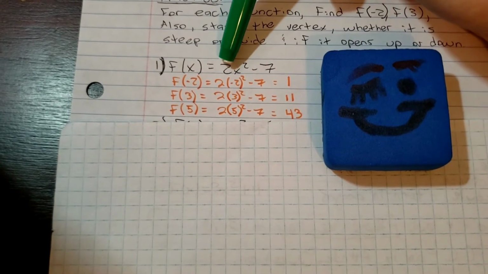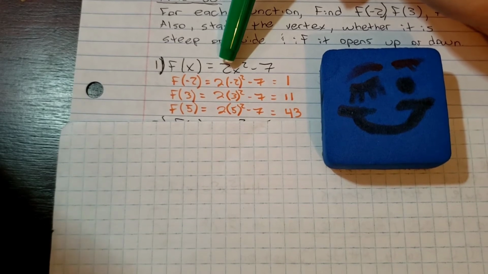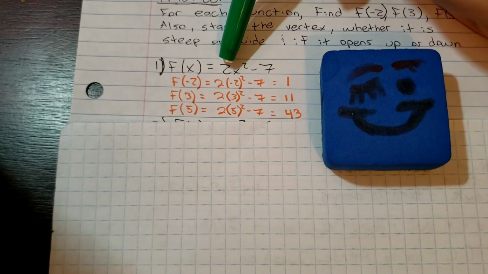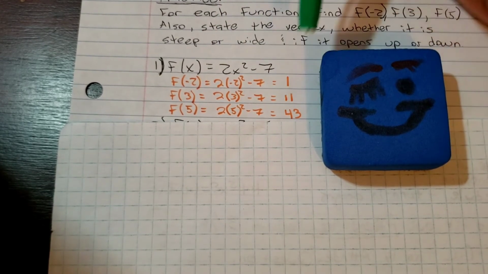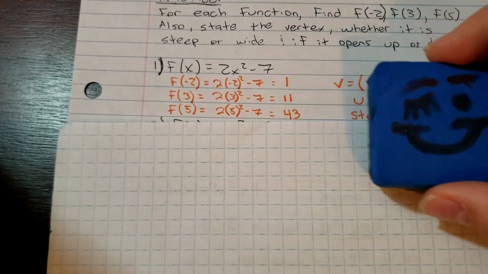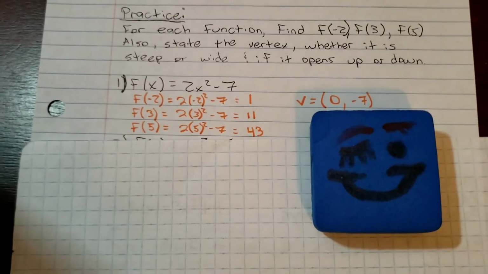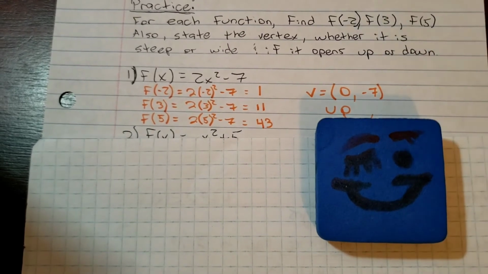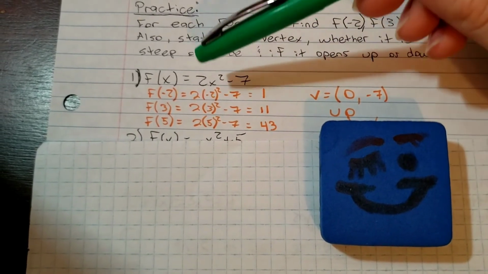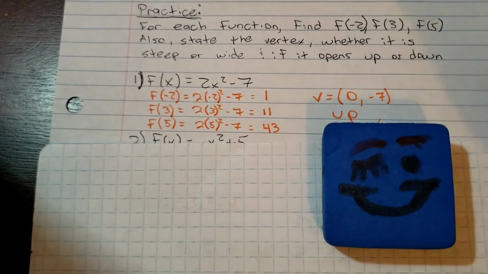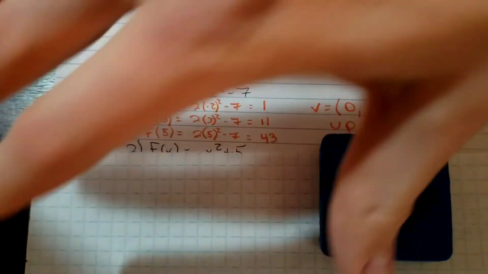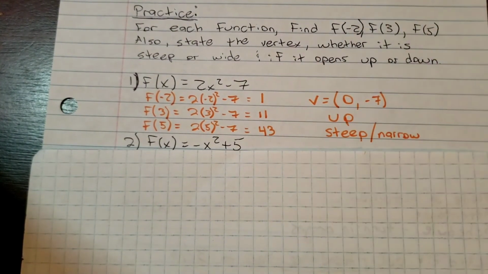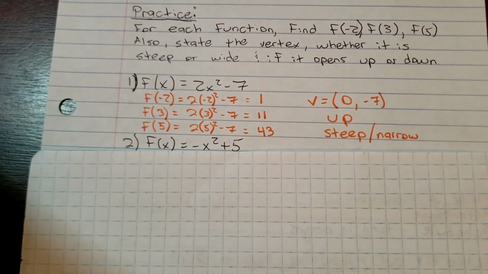Because our coefficient is greater than 1, which is making this steep. Our vertex is at (0, c), (0, -7) in this case. It is opening up because it's a positive coefficient. That means that it's going this way, not that way. And it is steep or narrow.